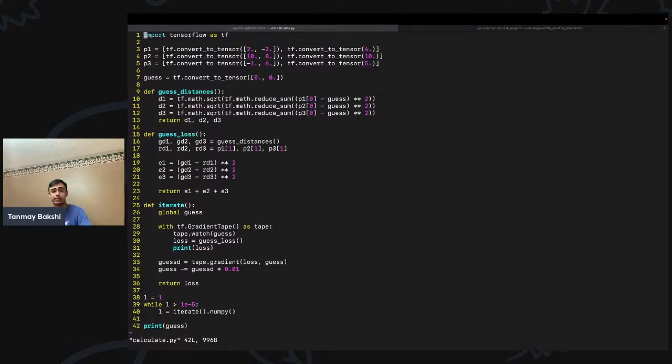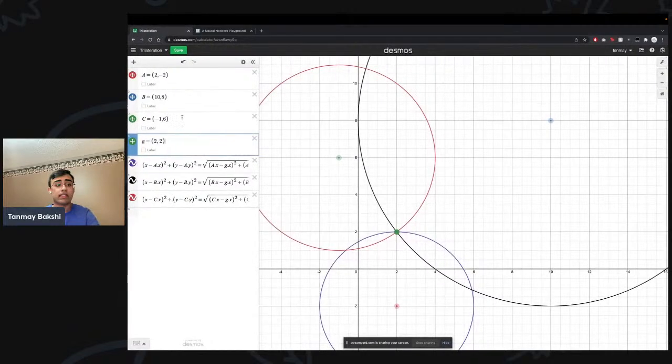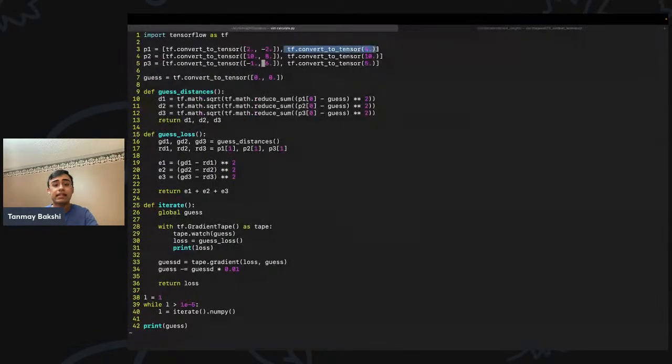In this particular instance, I've imported TensorFlow. We're converting a bunch of points to tensors. For example, here we're creating our reference points, 2, negative 2, 10, 8, negative 1, 6, which are the same reference points we used here in Desmos. And I'm defining the distances from these reference points to our goal point, assuming that our goal point is 2, 2. Then I'm starting out with a guess of 0, 0. And there's this function over here that can help us figure out the distances of our guess to the actual reference points.